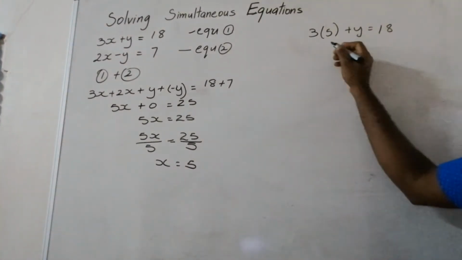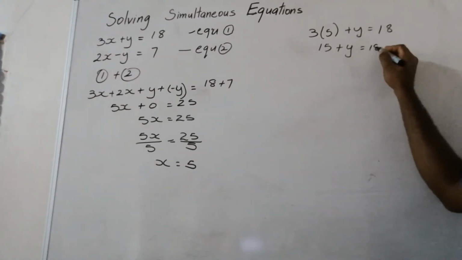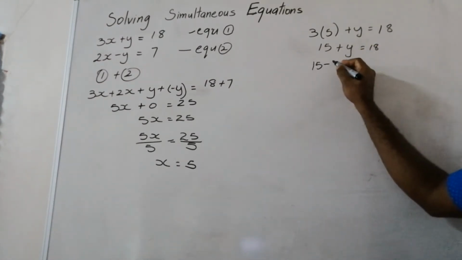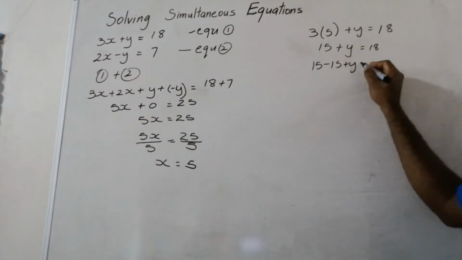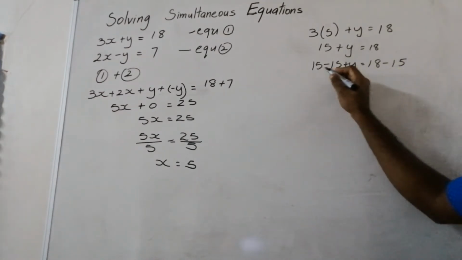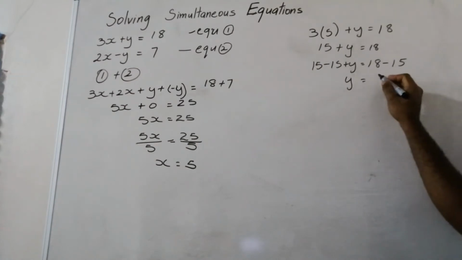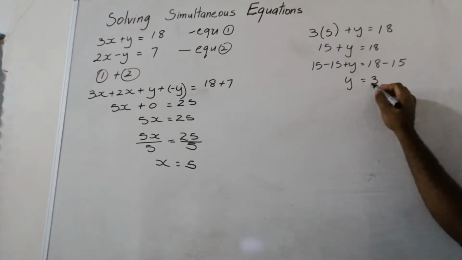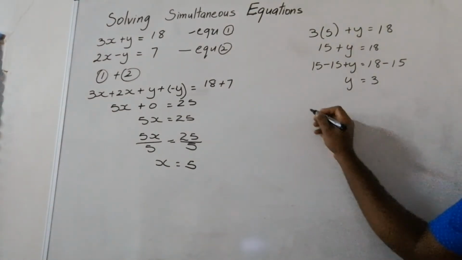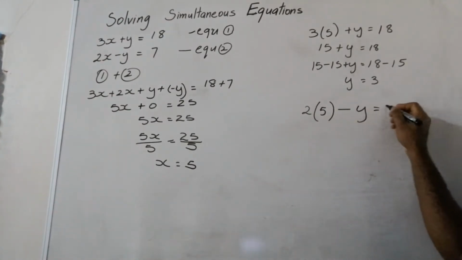So 3 times 5 gives us 15, plus y is equal to 18. To get rid of our 15, since it's positive, we subtract 15: 15 plus y is equal to 18, take 15. 15 take 15 is 0, y is equal to 18 minus 15, which is equal to 3. So let's try it with our second equation. Where x is, we will put 5. So 2 times 5 minus y is equal to 7.